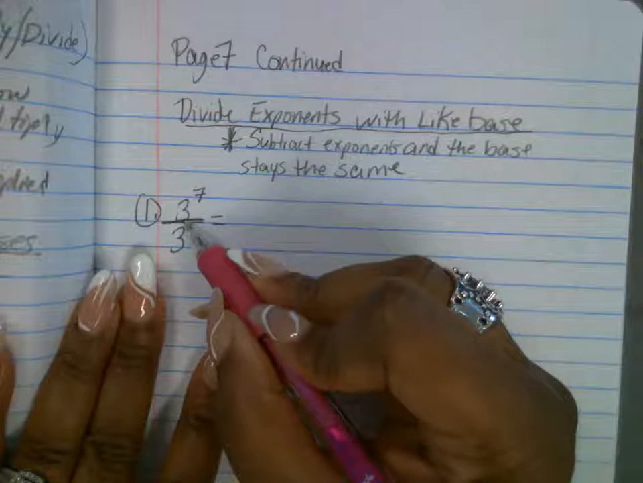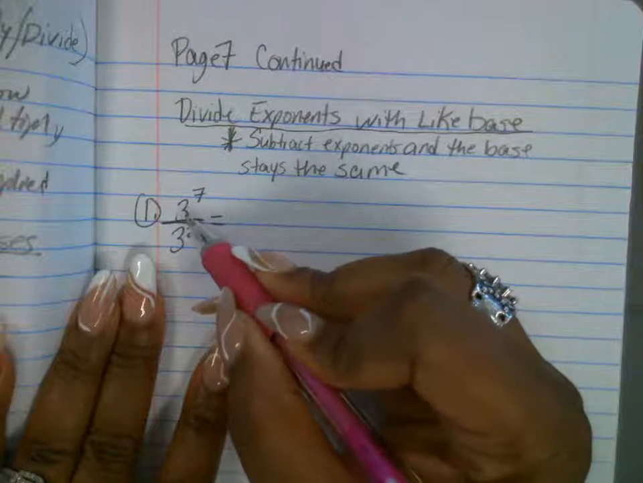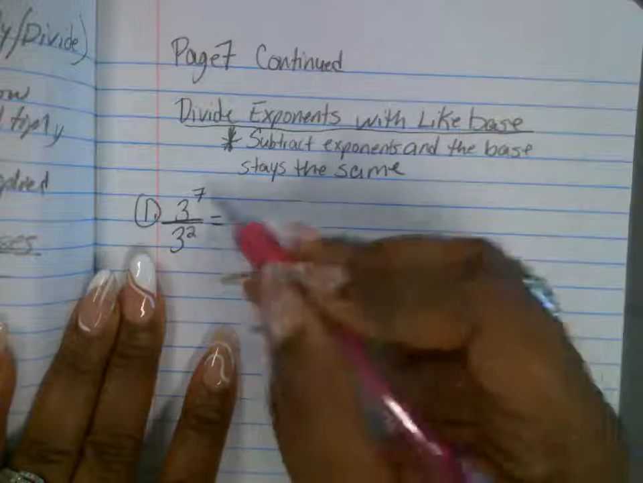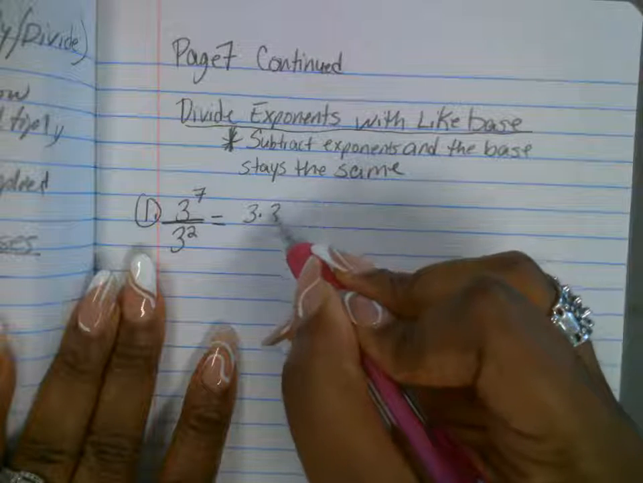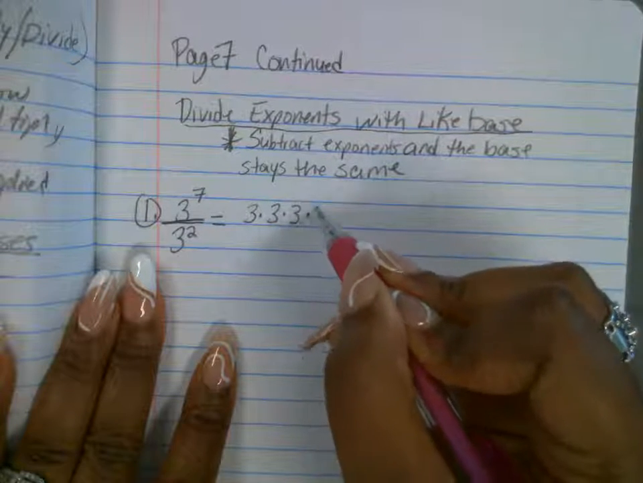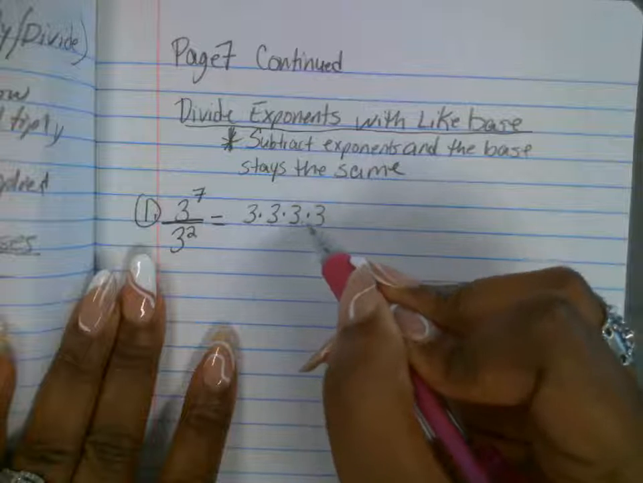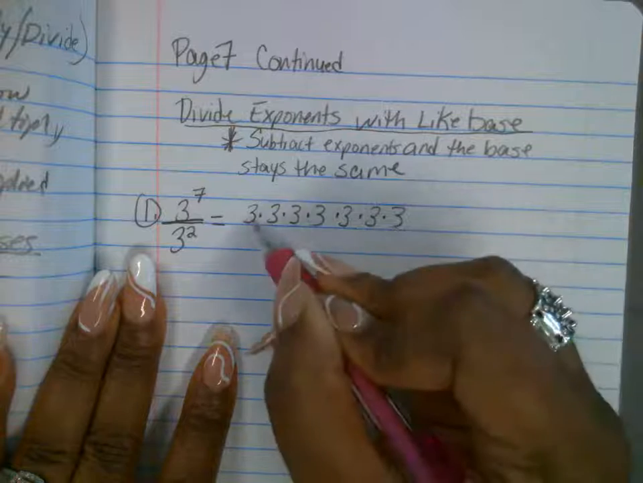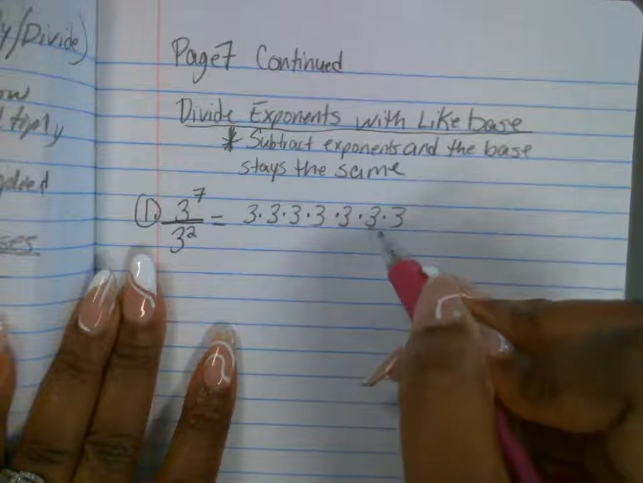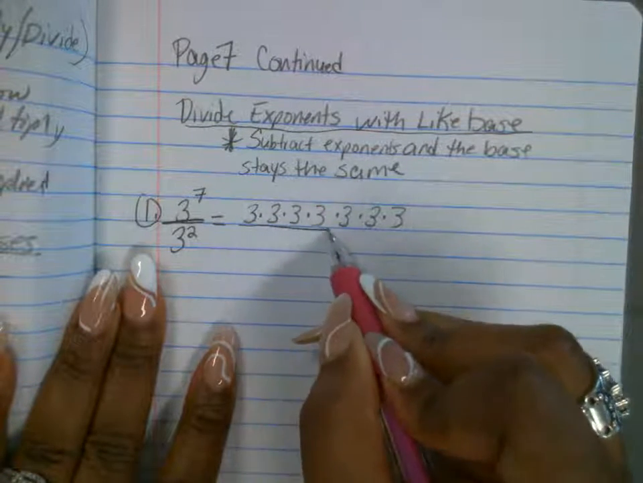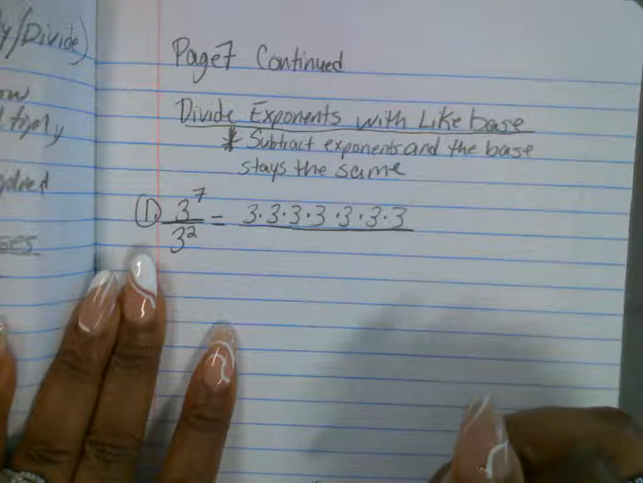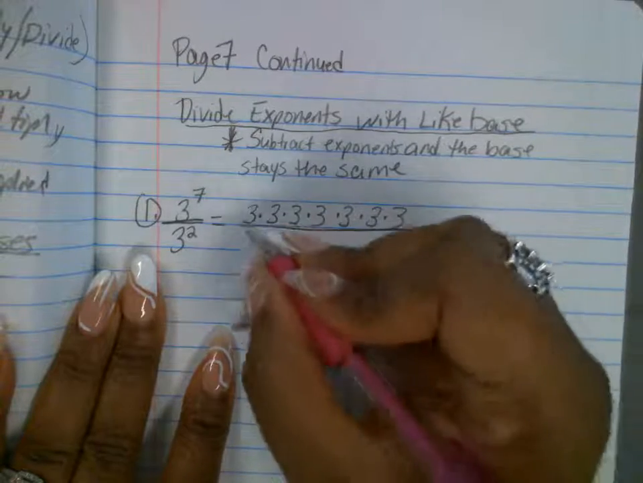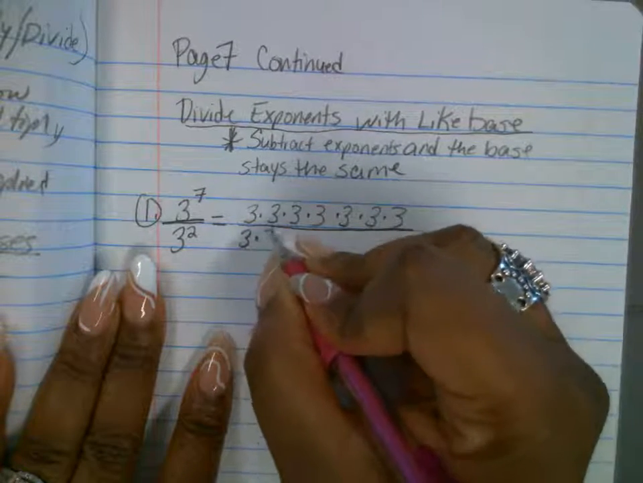On the top, this is the numerator. It's saying 3 to the 7th power, so we have 3 times itself how many times? 7 times. It's 1, 2, 3, 4, 5, 6, 7. And on the bottom, 3 is being multiplied how many times? Twice. 3 times 3.